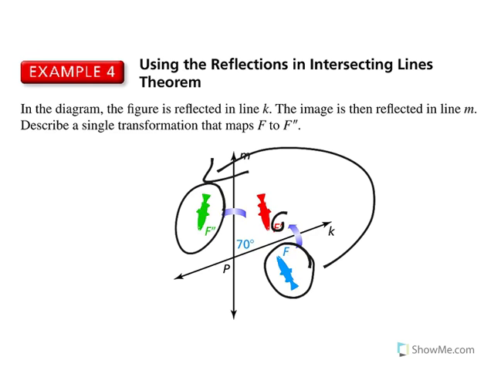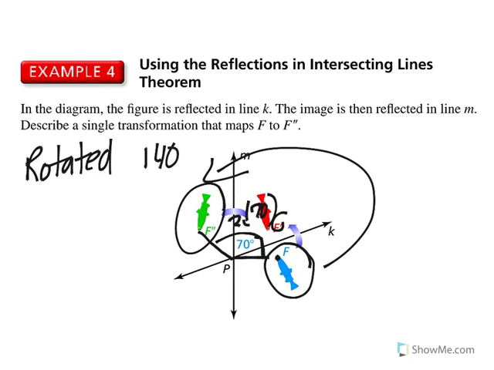When I go from this F to our F double prime, this angle between the two, if I were to pick a point on my fish, like say his mouth there, the angle between both of them would be 2 times the angle of my intersecting lines. So now I'm going to have 2 times my 70. And so that gives us an angle of 140 degrees. So all that is happening in this picture is it is rotated 140 degrees.